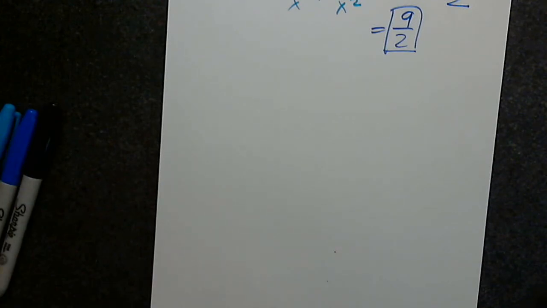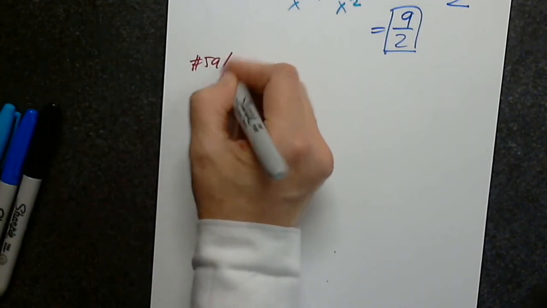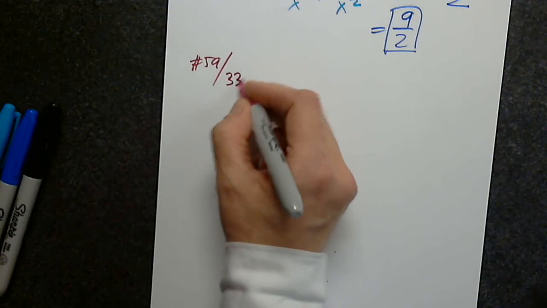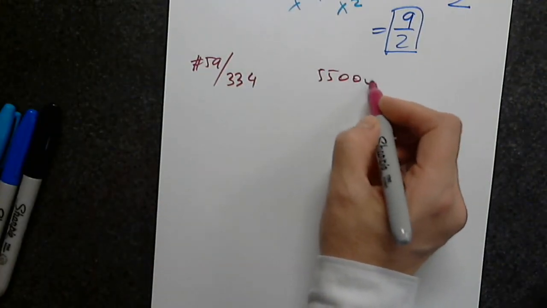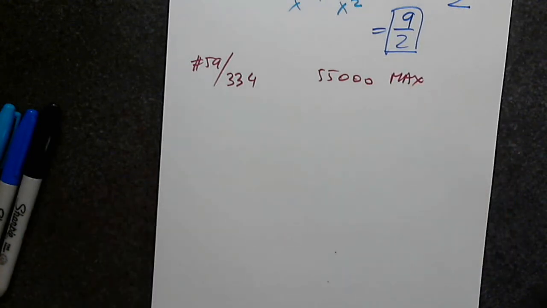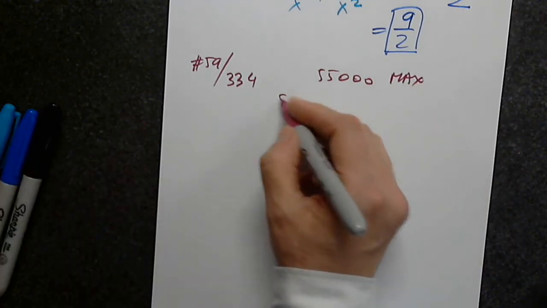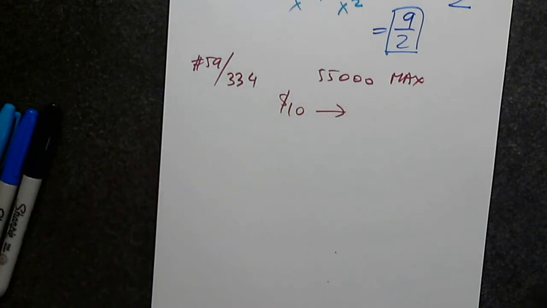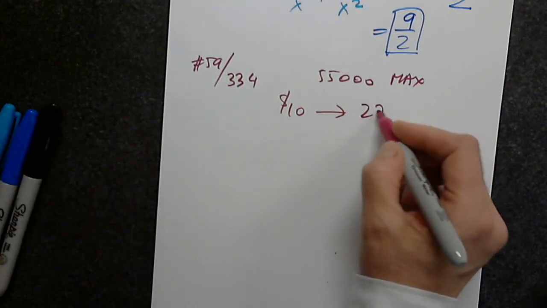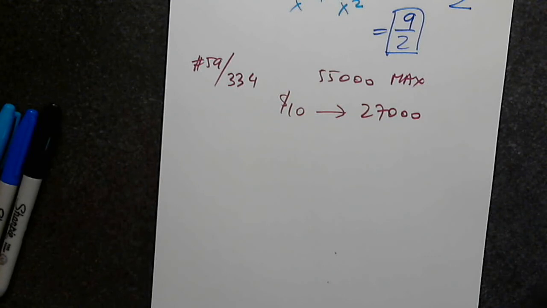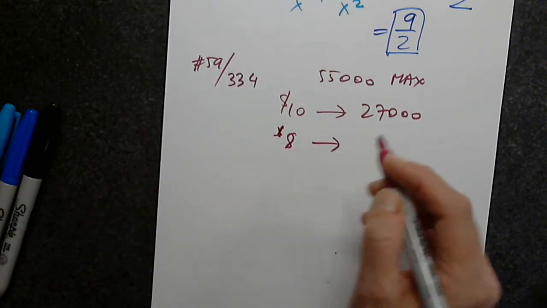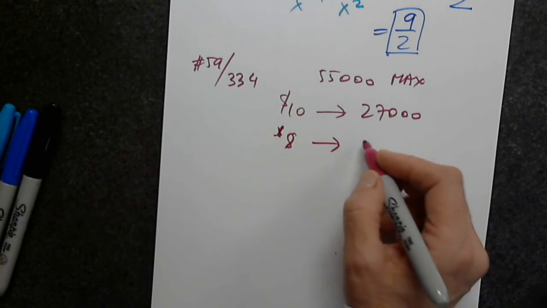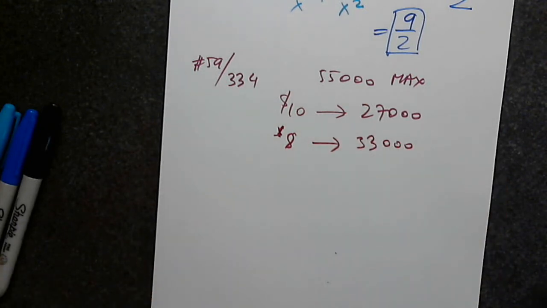Okay, so we're looking at 59 on page 334. Okay, so 55,000 max attendance. Ticket price is at 10. Average attendance 27,000. Ticket price is lowered to 8. Then the attendance 33,000. Find the demand function assuming that it is linear.